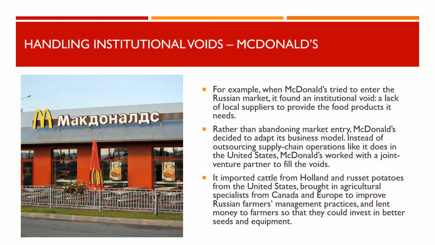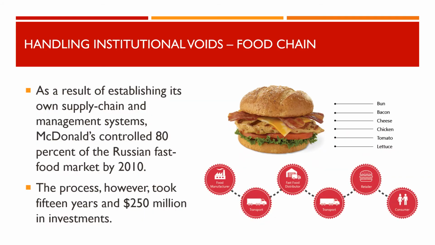Instead of outsourcing supply chain operations, like it does in the United States, McDonald's worked with a joint venture partner to fill the voids. It imported cattle from Holland and russet potatoes from the United States, brought in agricultural specialists from Canada and Europe to improve Russian farmers' management practices, and lent money to farmers so that they could invest in better seeds and equipment. As a result of establishing its own supply chain and management systems, McDonald's controlled 80% of the Russian fast food market by 2010. The process, however, took 15 years and $250 million in investments.